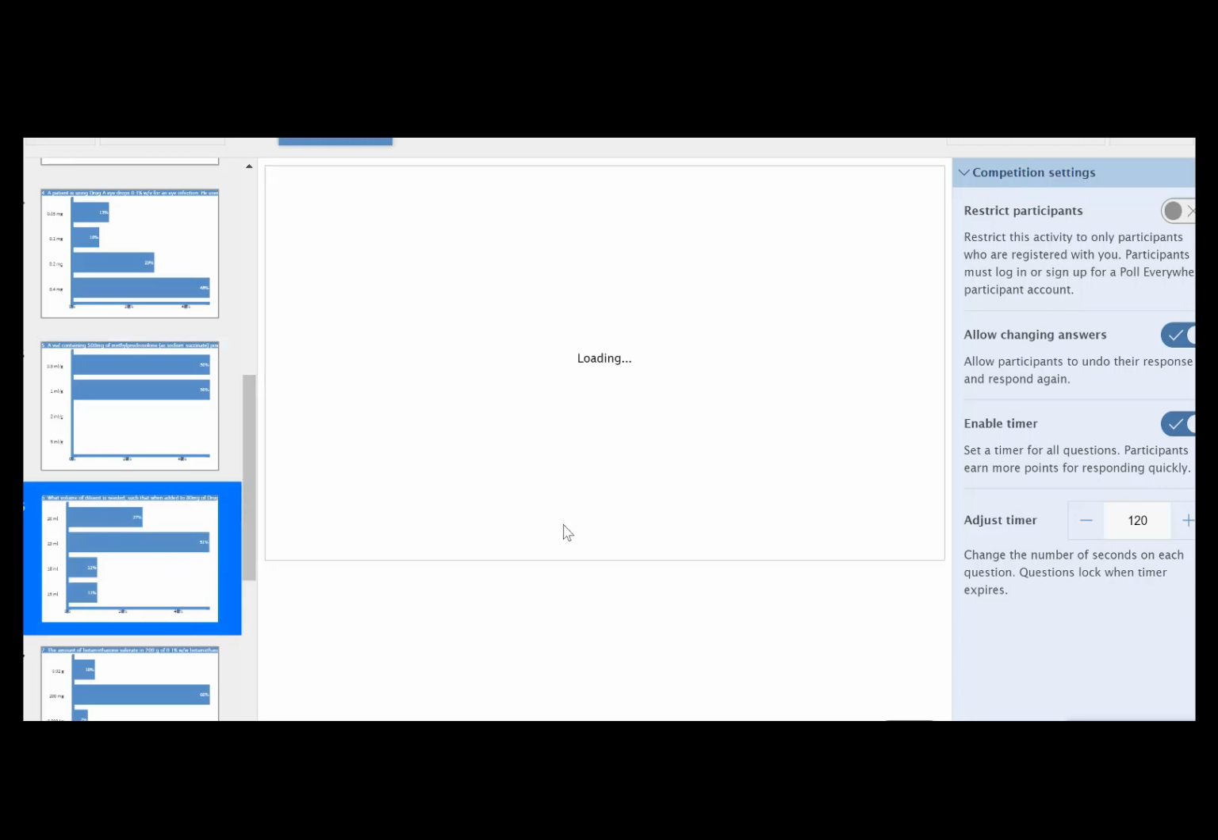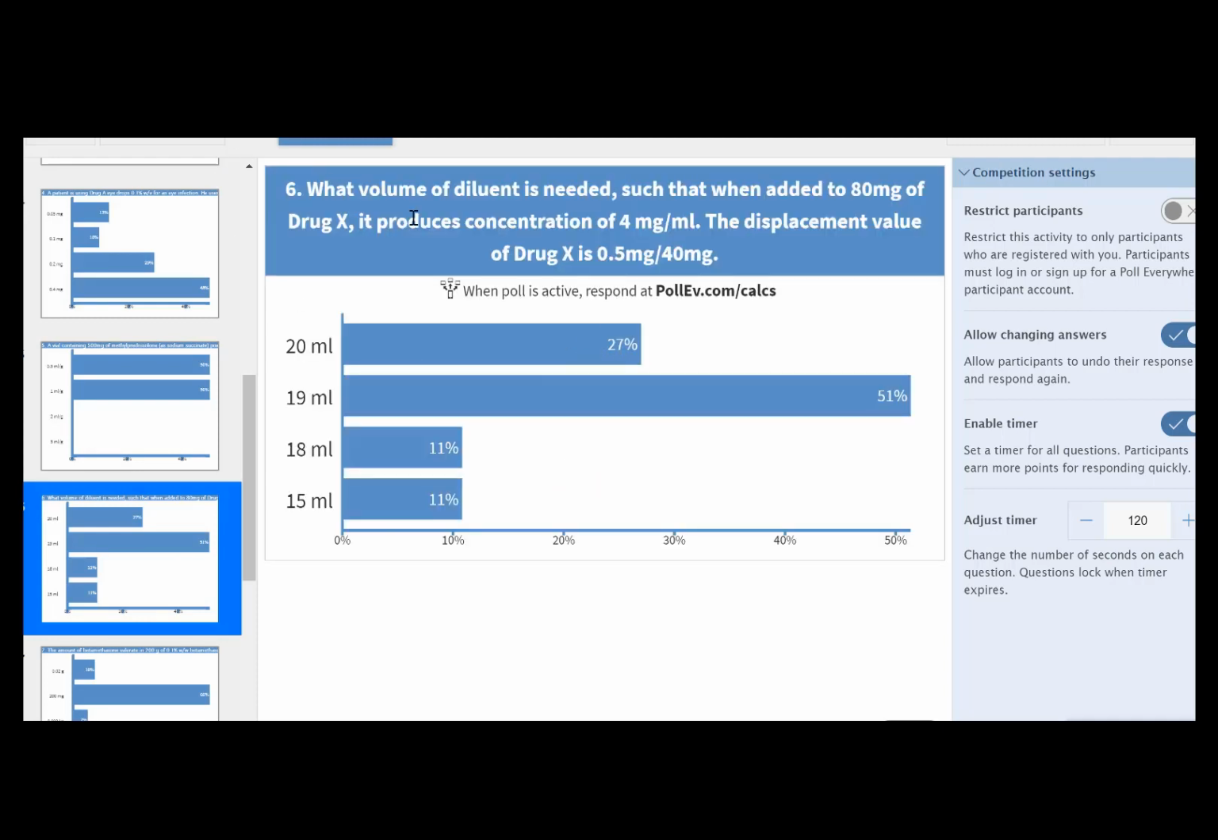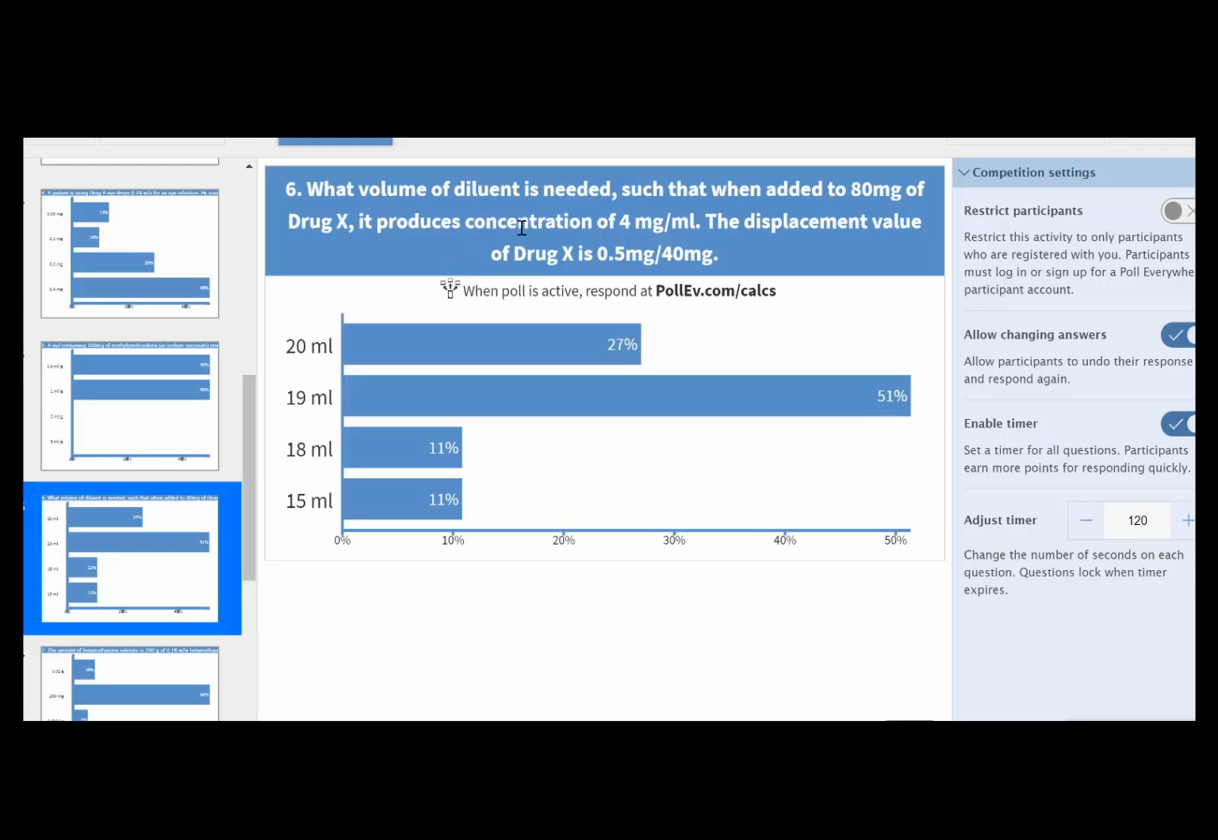The last question from yesterday, which I want to go through, is a little bit complicated, which is again a displacement value question. What volume of diluent? Again, you need to visualize what's happening. What volume of diluent is needed such that when added to 80 milligrams of drug X, it produces the concentration of 4 milligram per mil? So again, it's the same thing.